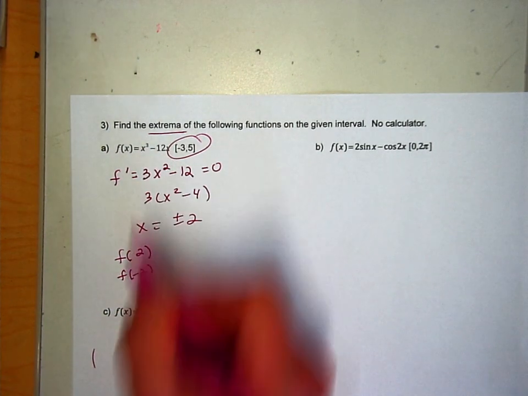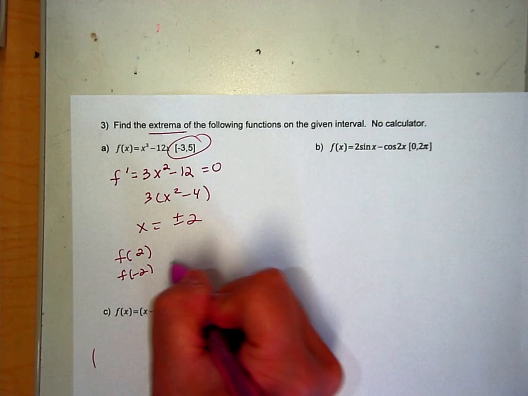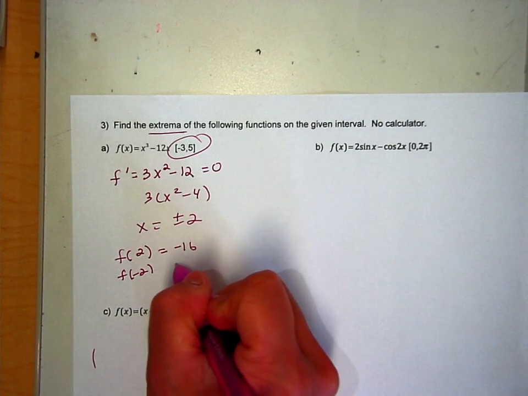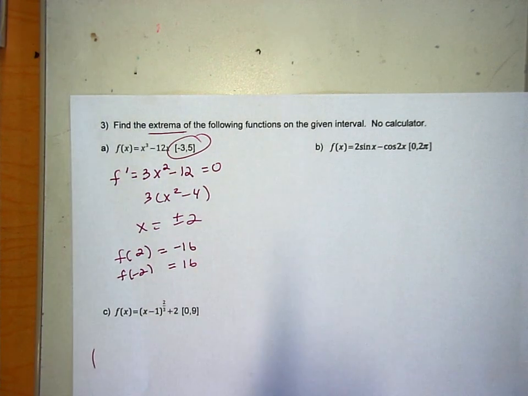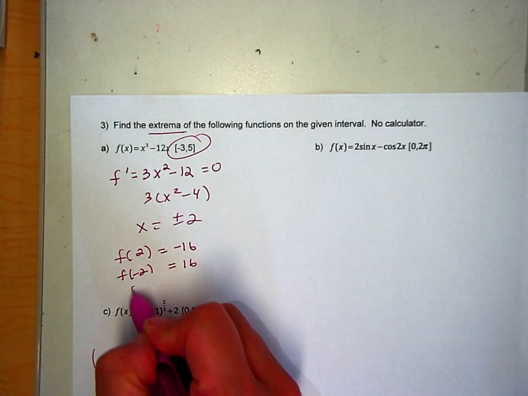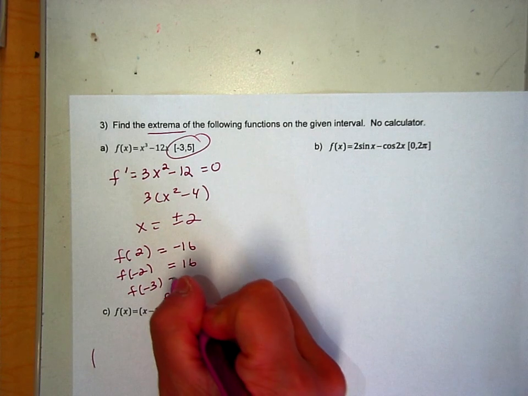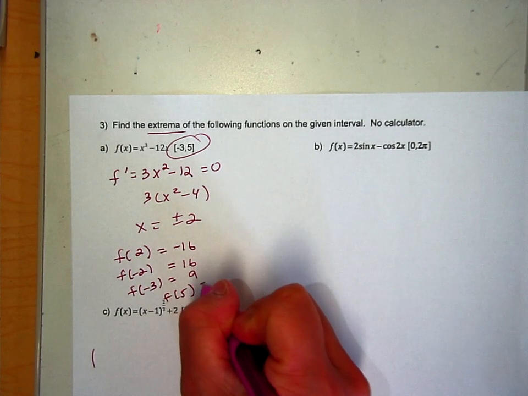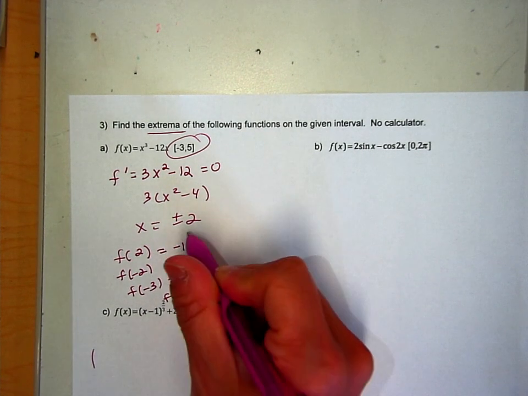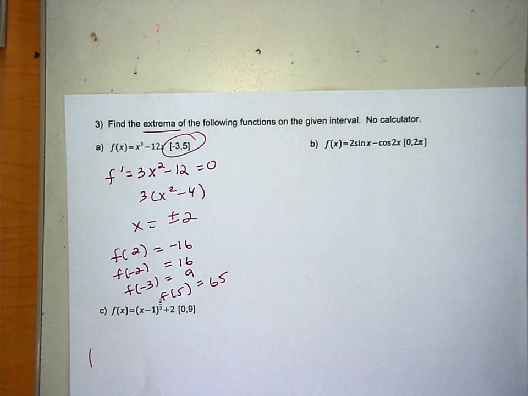So I'm going to find f of 2 and f of negative 2. And this is going to be negative 16. This is positive 16. And the only other place where you can have a critical number is the endpoints. So I'm going to take my endpoints and plug them back into the original as well. So f of negative 3 is going to give me 9, and f of 5 is 65. So these are all the y values on the original function.